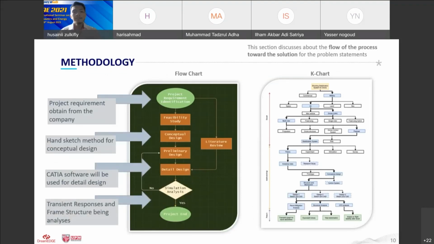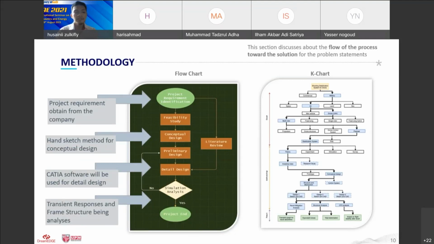So as for the methodology, we will proceed with the feasibility study, conceptual design, preliminary design, and also detailed design. For the design, we put up to the limit of the only criteria on those certain parts. And for the project requirement, we obtain from the company itself what criteria that they want. So we develop based on the request.